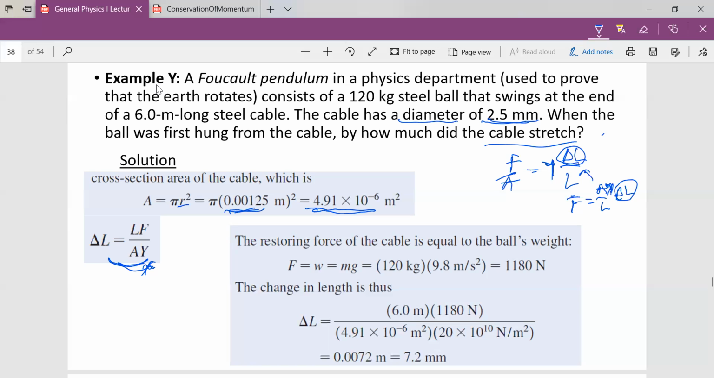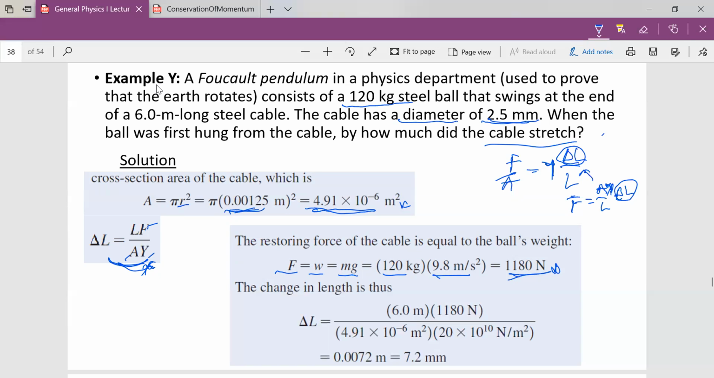So we have the force, which is given because they gave us the weight. So we calculate the restoring force of the cable, force which is equal to weight, which is equal to mg. Mass is given, g is constant, and we'll obtain this force. So now that we have obtained the force, we have obtained F and A. L is constant.